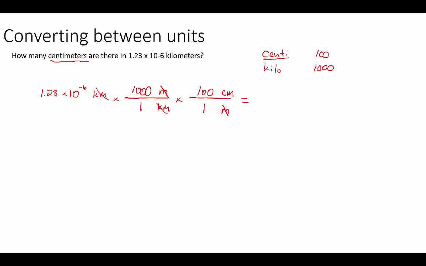Although notice on the bottom, the denominator is 1 times 1 is 1. So all it is, is this stuff up on top. So I have 1.23 times 10 to the 6 times 1,000 times 100. And the units would be in centimeters. So I'm not going to calculate it. You could put that in your calculator and figure out what it is.